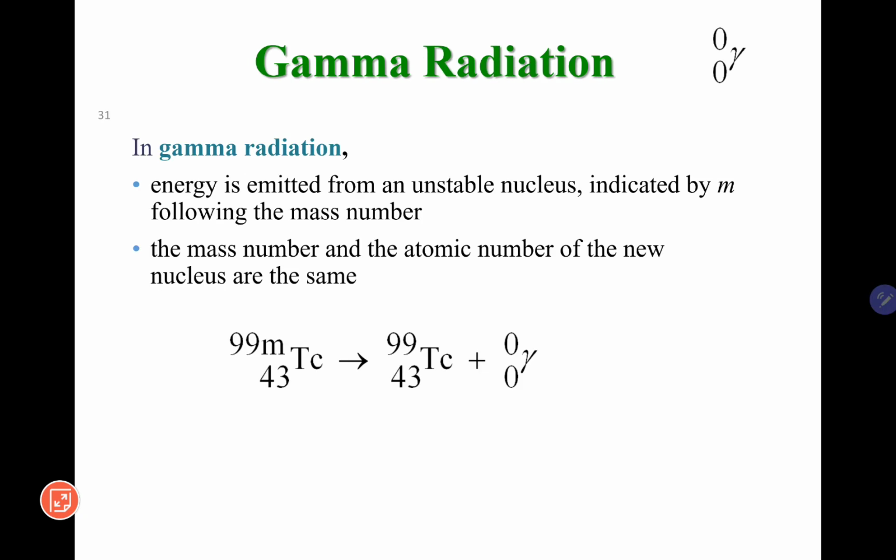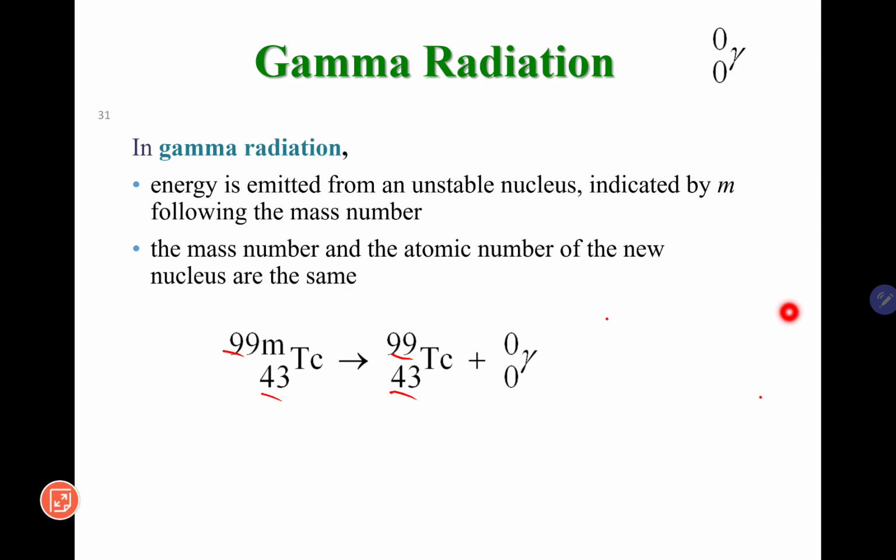And the gamma radiations are the last kind that is remaining. Gamma radiations have 0 mass number and 0 charge, so if you look at the equation for gamma radiations, you will realize that the atomic number should not change and the mass number should not change, right? So basically nothing changes when it comes to mass number and atomic number in gamma emission.